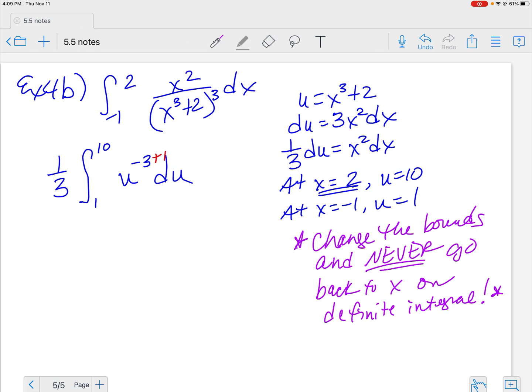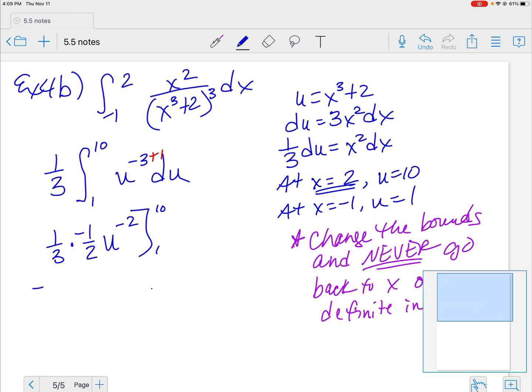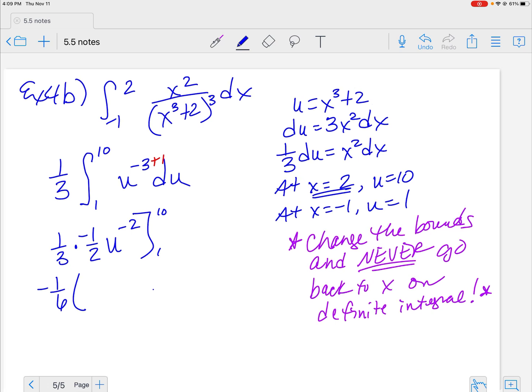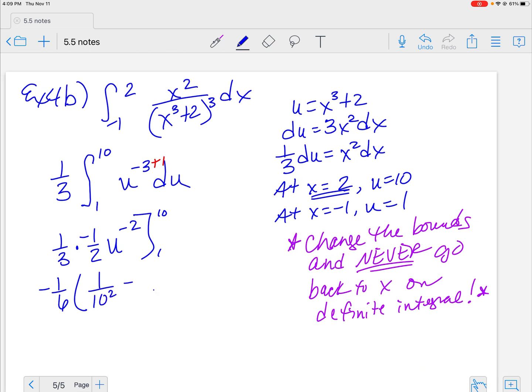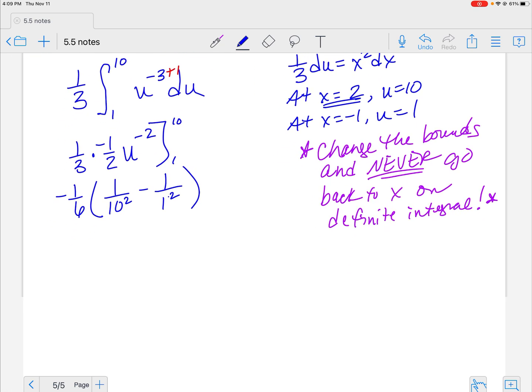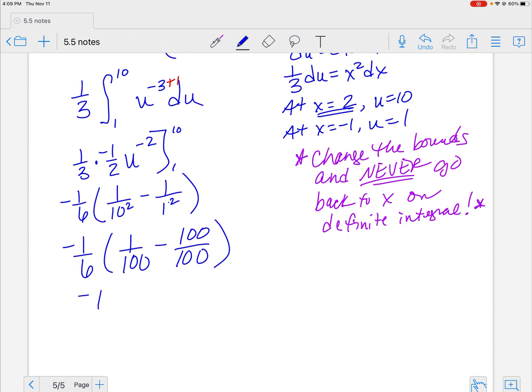If I add 1 to this exponent, I end up here with u to the -2, bringing that -1 in half, and then don't forget I've got this 1/3. And I'm going to go from 1 to 10 on that. So I'm going to keep this -1/6 out front, and I'm going to have 1 over 10 squared minus 1 over 1 squared. So we've got -1/6 of 1 over 100 minus 1. So I'm going to make that a 100 over 100. So -1/6 times a -99 over 100.